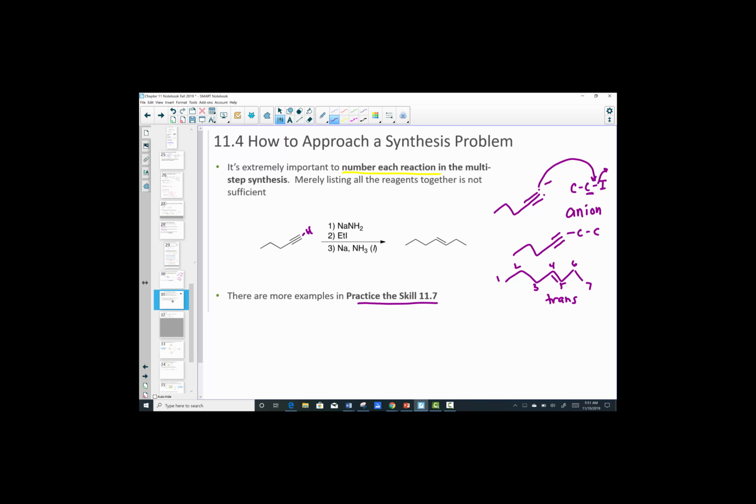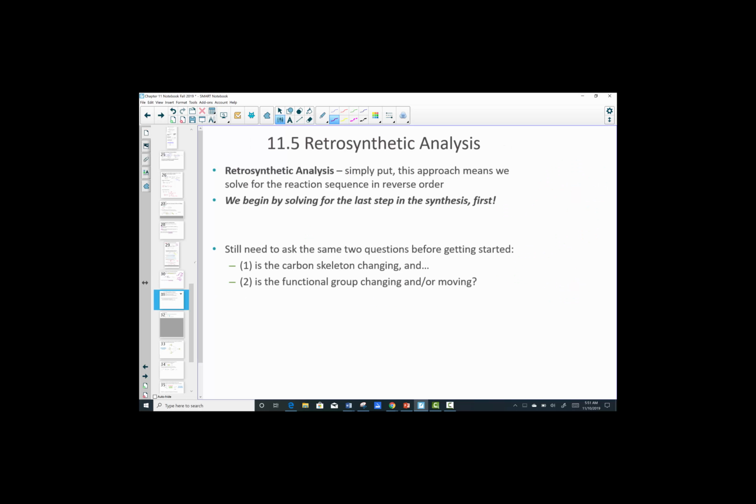And when we think about approaching a synthesis, what I like to do, and many organic chemists, is think about it backwards. So the next tip I'm going to give you is called retrosynthetic analysis. Approaching a synthesis problem by really thinking about the last step, how do I accomplish it, and then back up to the previous step and back up to the previous step. It means we solve the problem for the reaction in the reverse order.